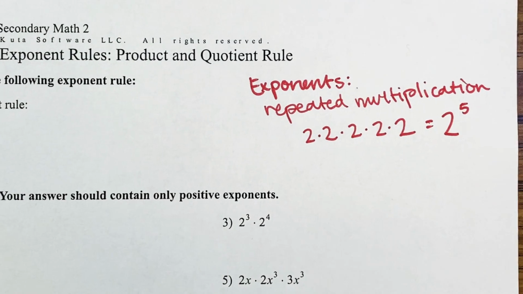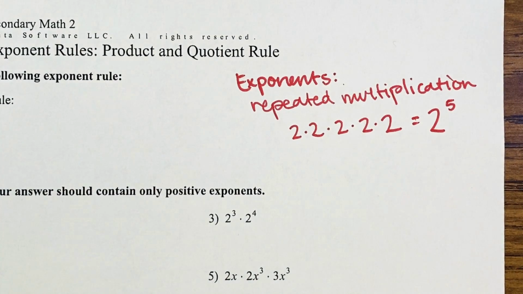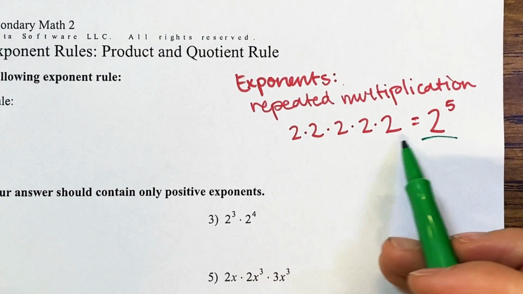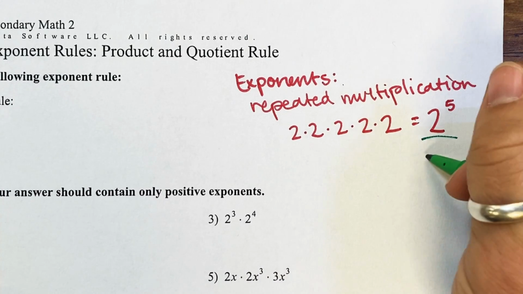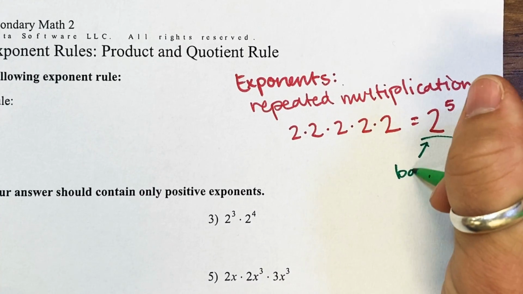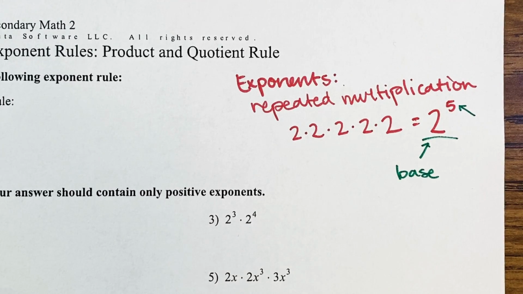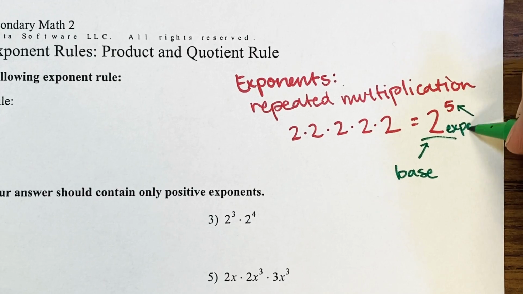Those 2 words that I used right there, let's actually label those as well. Our 2 in this case, what is being multiplied repeatedly, is our base. Our 5, the little number attached to that 2, is then our exponent.